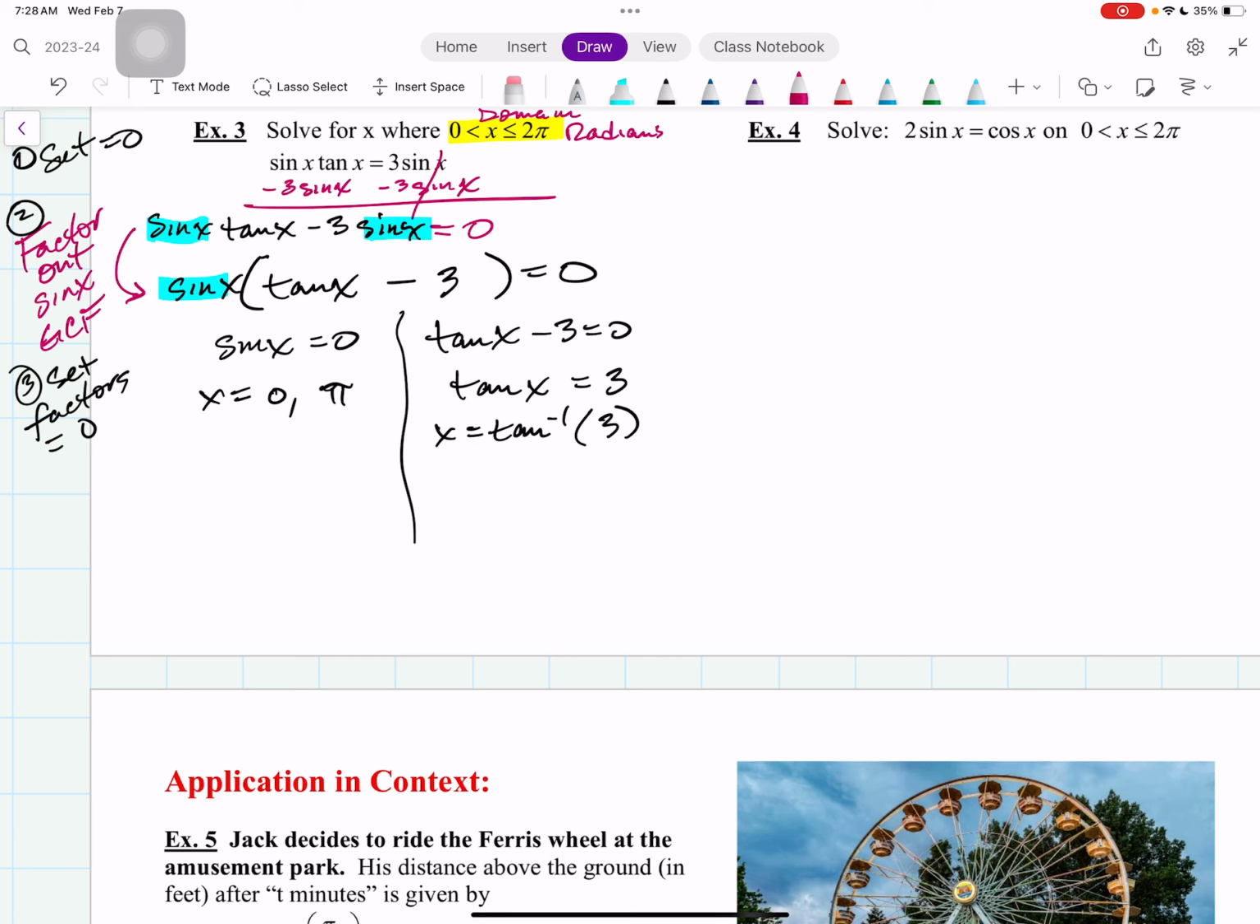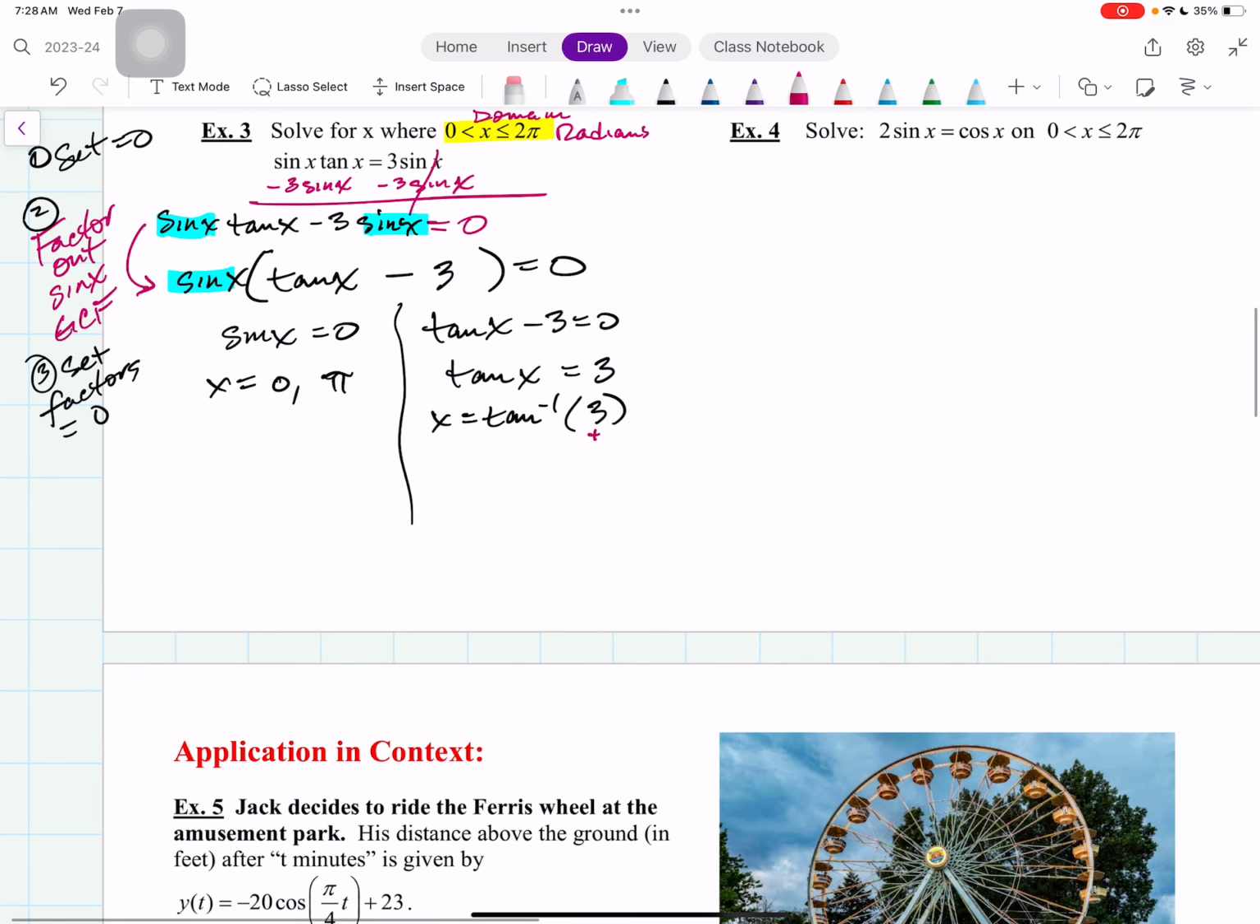So notice that 3 is a positive number, so I'm going to put a plus sign here. And you got to ask yourself, where is tangent positive? So I'm going to sidetrack for a second here, and just go over this concept again. I'm going to review a concept here. So I'm going to draw the four quadrants: quadrant 1, quadrant 2, quadrant 3, and then quadrant 4.